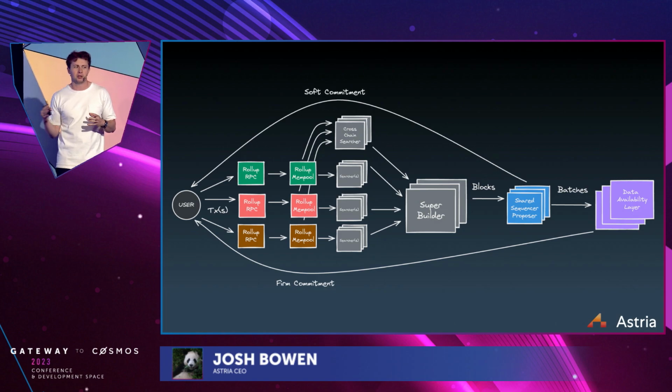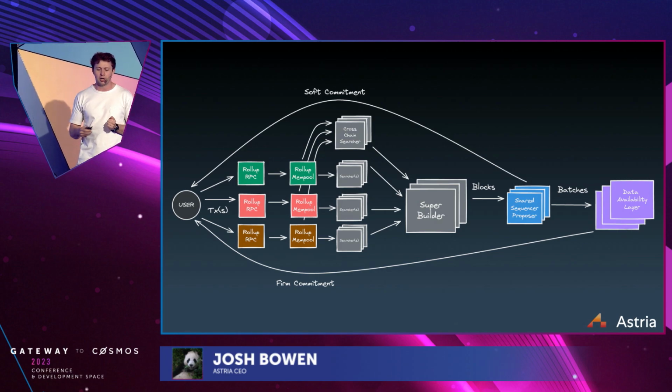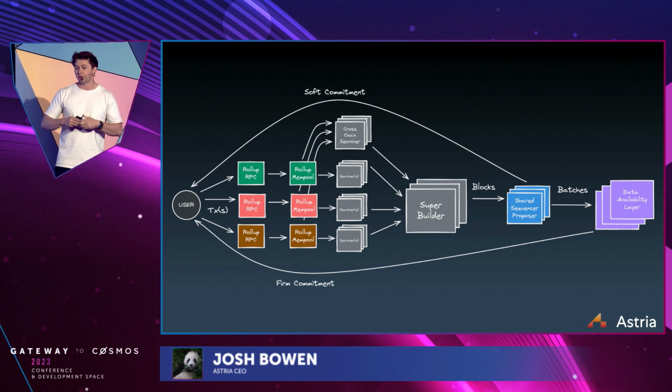That's why we have PBS in the first place, because validators don't want to be specialized actors searching for arbitrage opportunities. But these people may specialize to only look at one rollup. They may also look at multiple rollups, and we would consider that a cross-chain searcher. But then we look at this builder thing.